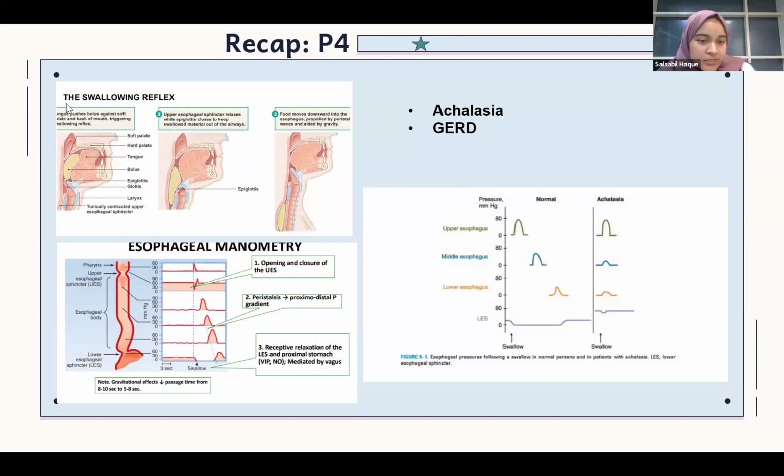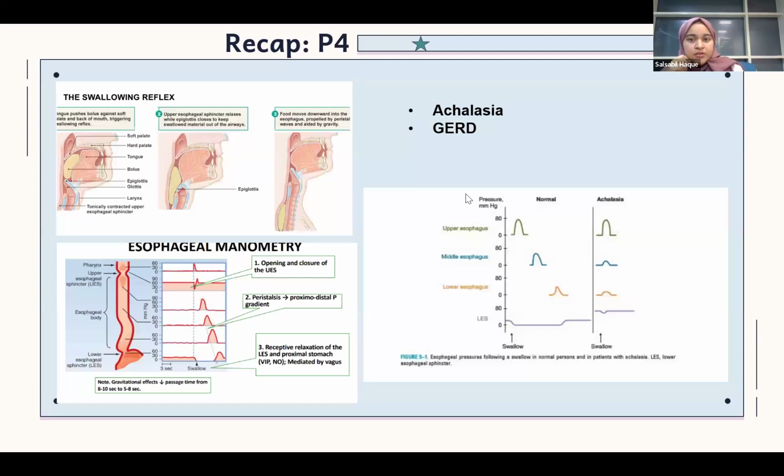Then this is what a normal esophageal manometry looks like. A manometry is basically pressure measurements at different parts of the esophagus. So as you can see, when you swallow a bolus of food, you have opening of the upper esophageal sphincter, so the pressure goes down, and then it increases back again, to prevent reflux of food from the esophagus back to the mouth, right? And then you have peristalsis going down, down, down, and then you have receptive relaxation of the lower esophageal sphincter and the proximal stomach so that food can enter the stomach. And this is mediated by the vagus.